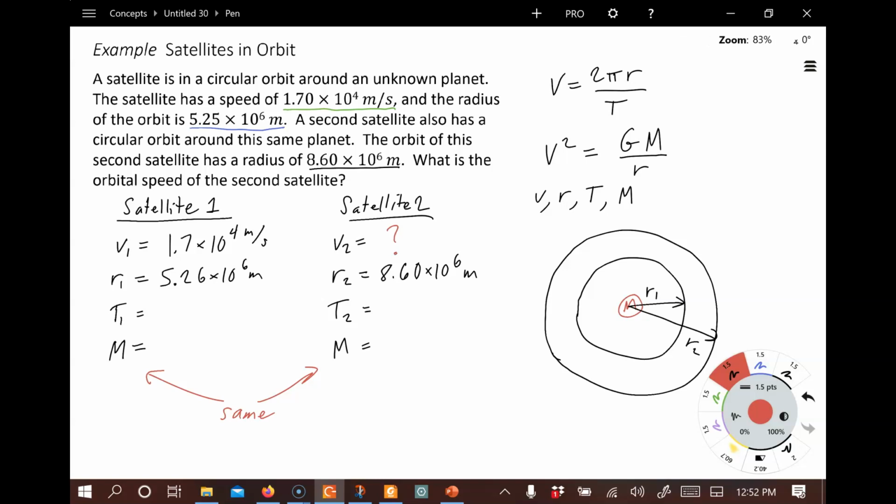Currently, I don't know enough information to solve for V2, right? I've only got one thing. However, over on the other side, we've got two things. We're good to go. I could solve for T1. I could solve for M. Which one do I want to solve for? Clearly, I want to solve for M, because once I know what M is here, then I already know what it is there. Once I know what M is there, I know two things, and then I can solve for V2.